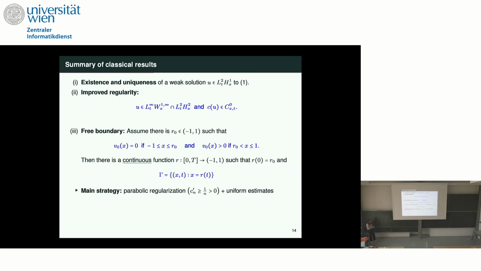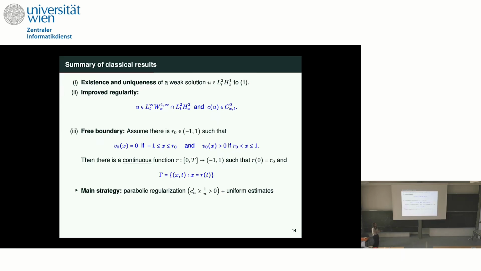Okay, so now I have a uniformly parabolic equation for the regularized problem. I can regularize the data as well, and so I get a smooth solution. So then everything boils down to obtaining uniform estimates for this approximating problem, and these are the properties that are preserved at the limit for them.